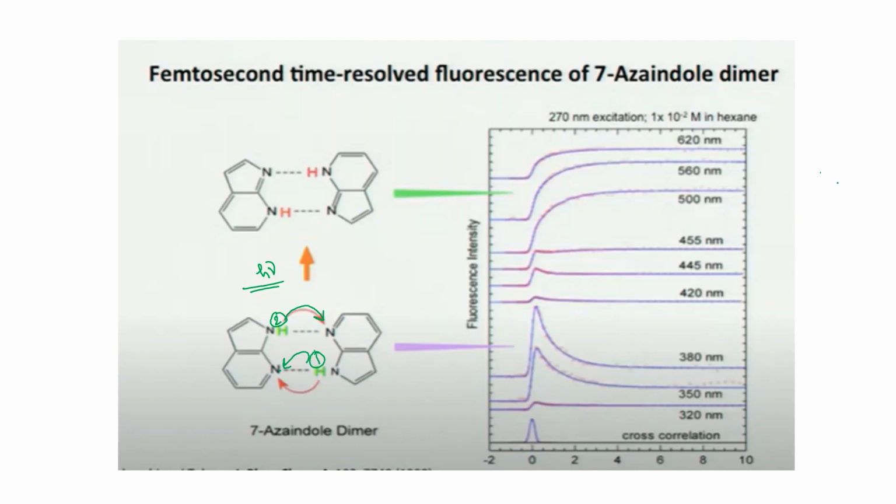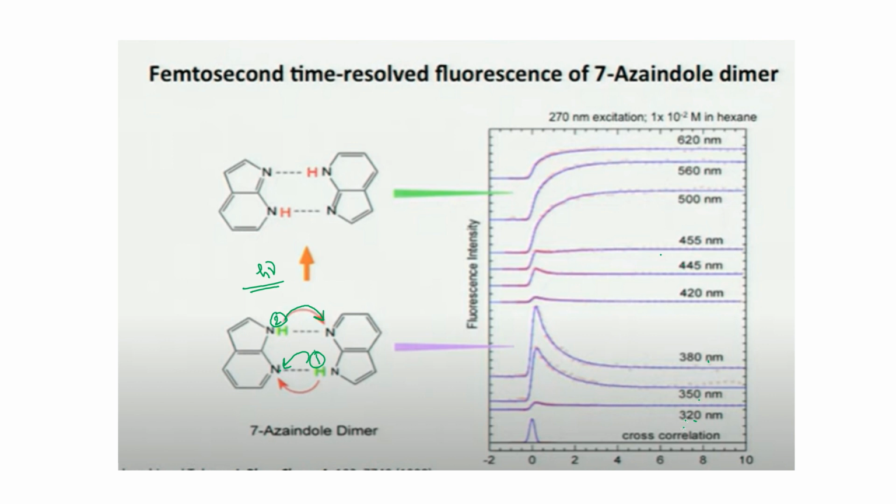So here what they had noticed is that a femtosecond time-resolved fluorescence experiment was conducted, and that too at different wavelengths and at different time intervals. Okay, so the first one is at 320 nanometer, then 350 nanometer, 380 nanometer, 420, and so on. Basically, the first one which they noticed was at 320 nanometer. The second one is at 350 nanometer.